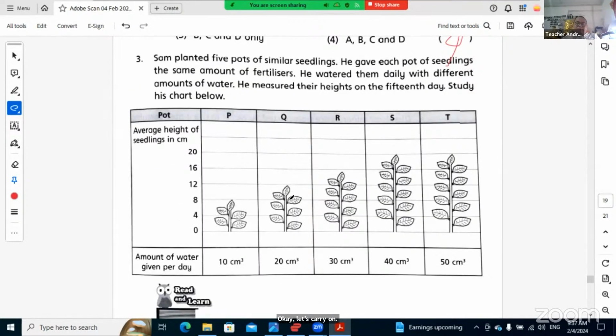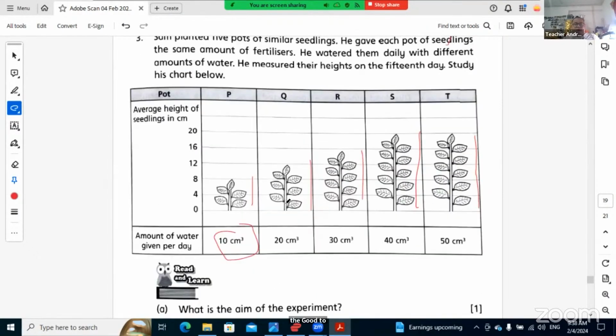Sam plants 5 pots of similar seedlings. He gives each pot the same amount of fertilizer and waters them daily with different amounts of water. He measured their height on the 15th and studied his chart below. So 10 cm of water grows like this, 20 cm goes like this, 30 is like this, 40 is like this, 50 also like this. What is he trying to find out?